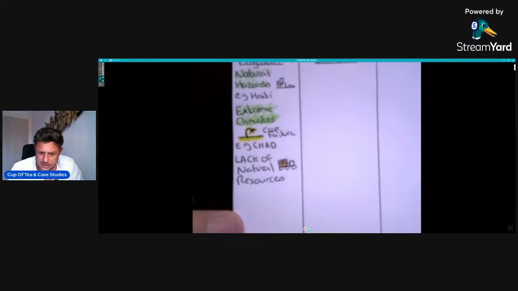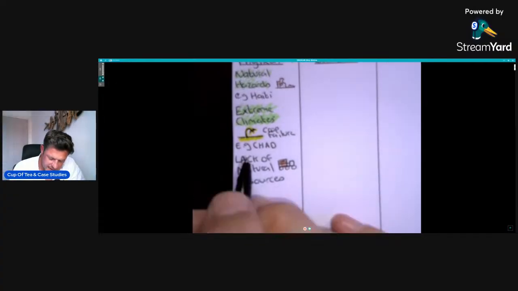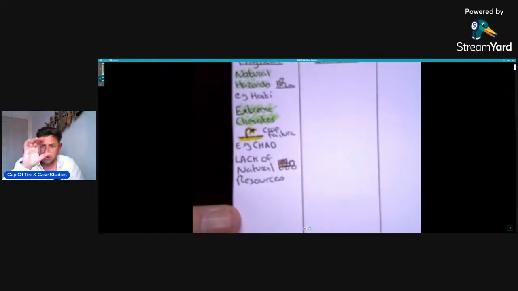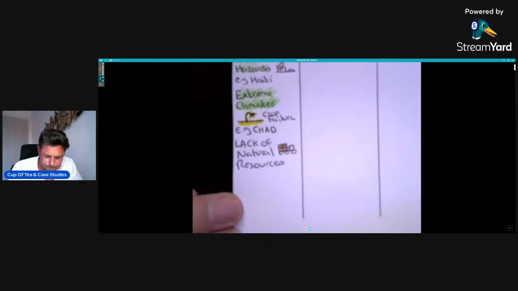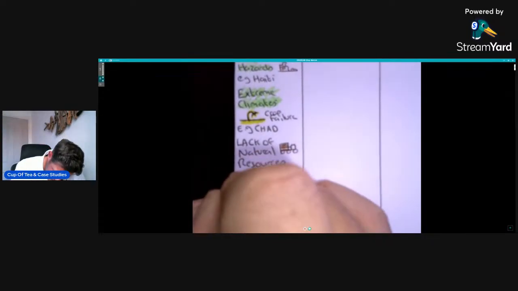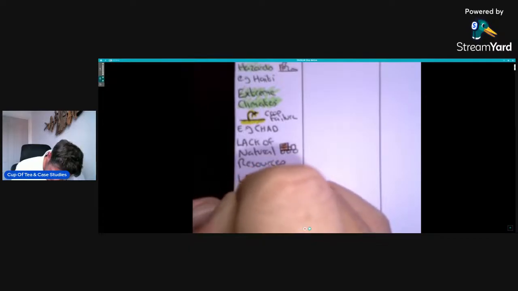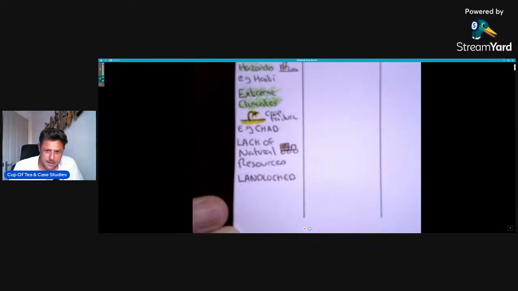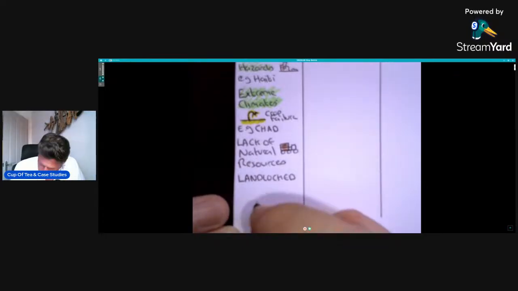But some countries have very little resources. Again, you could use your example of Chad. All the countries pretty much in sub-Saharan Africa, the Sahel region, lack natural resources compared to other countries. Last but not least, we've got landlocked countries. This is a major cause of inequality and a lack of development.